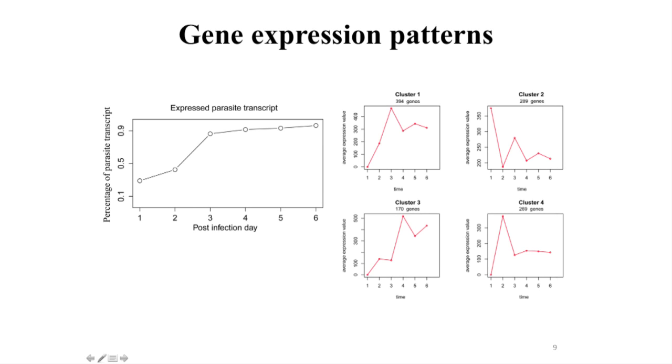Yes, there are 4 different patterns. The genes coding DNA polymerase, RNA polymerase, ATPases, and those involved in reproduction were highly expressed in the initial part, day 1 and day 2, then they decrease.